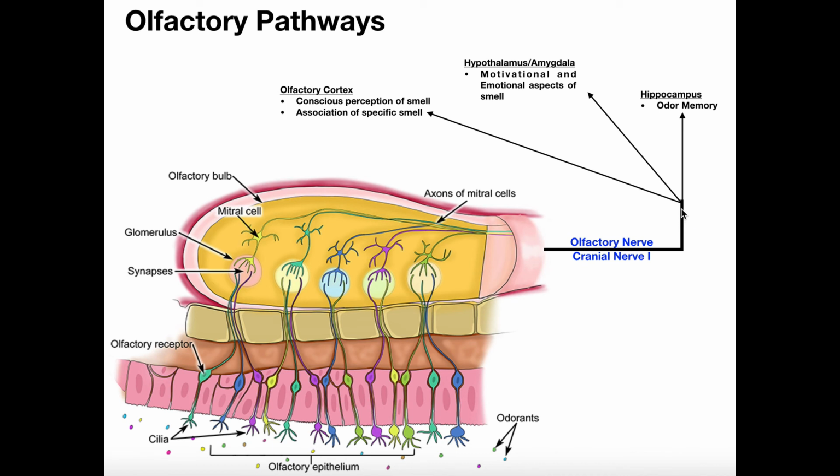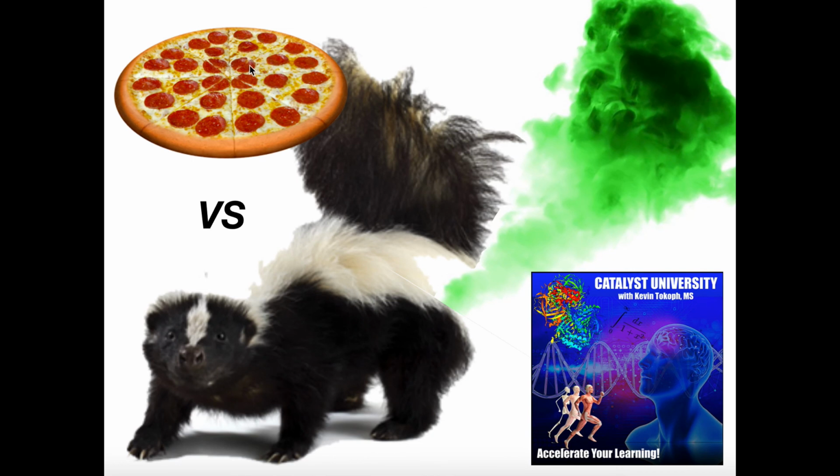And when it gets to the brain, it has 3 major places that it's going to go. The first place is the olfactory cortex. Okay? This is basically where we're going to have conscious perception of smell. If you were to damage the olfactory cortex, you would no longer be able to smell. And going along with this would be the olfaction association area, which would allow us to associate a specific smell with a name, let's say. So for example, you know that something is a pepperoni pizza versus a skunk musk.